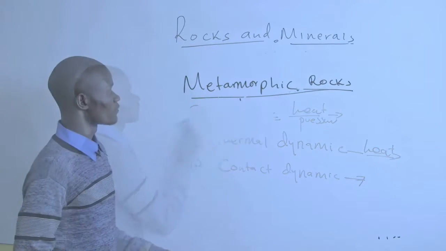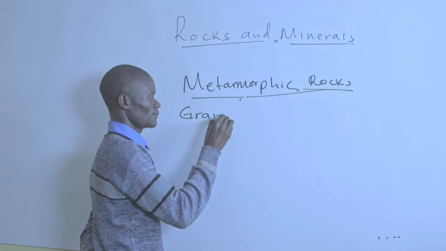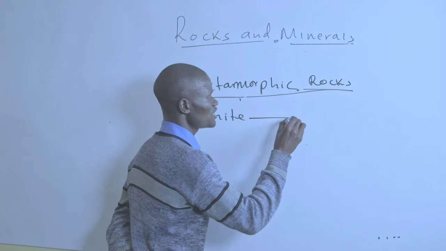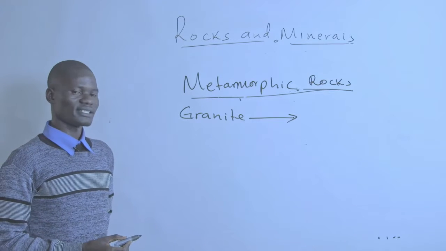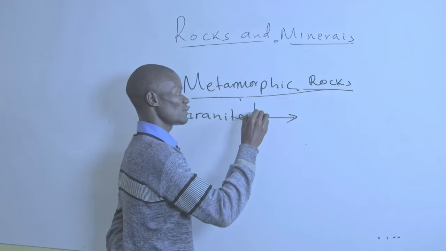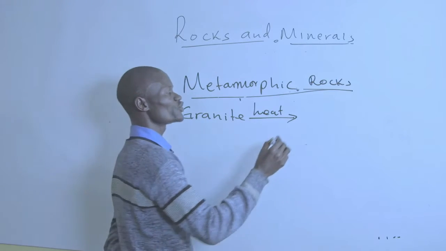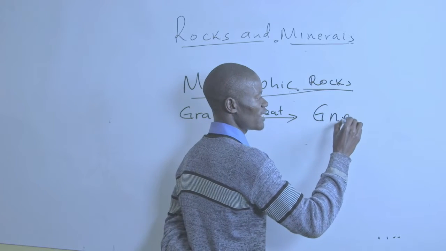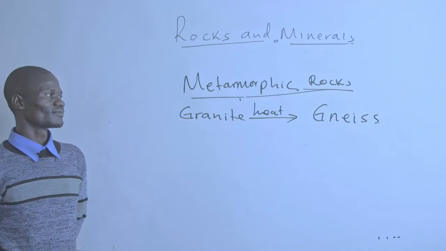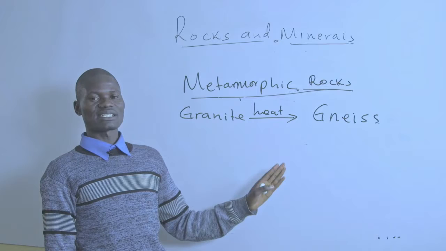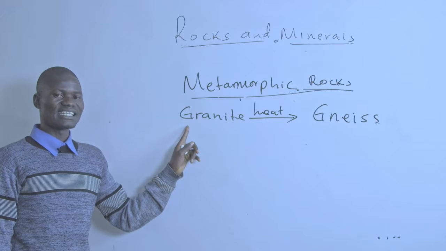For example, we have a rock that is called granite. This rock has undergone a change of both contact and dynamic because it has been subjected to great heat and pressure. It is now changing into a new rock that is referred to as gneiss. Therefore, gneiss is a metamorphic rock, but it's coming from the previously formed rock that is igneous rock.